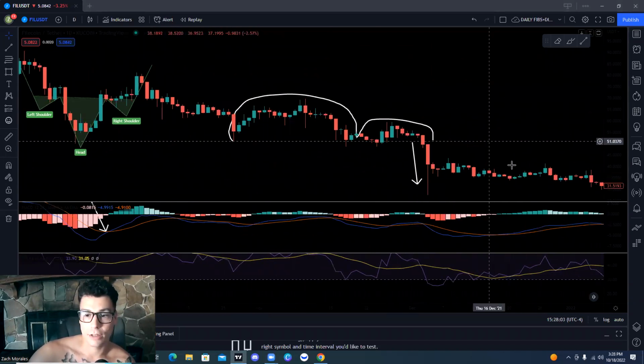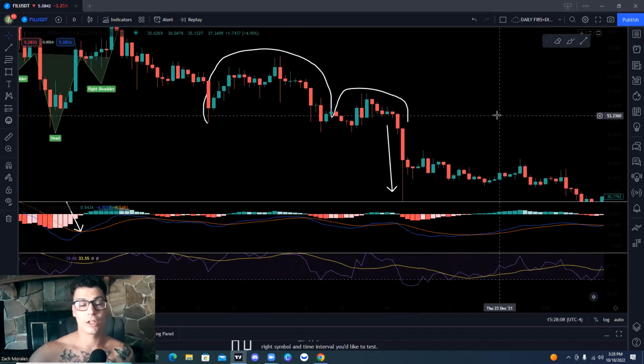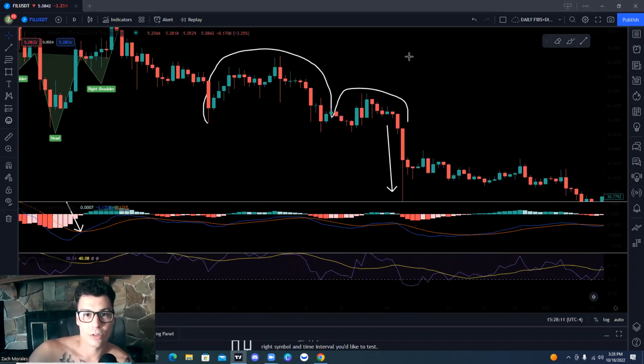Another thing we have here, okay, is going to be an inverse cup and handle. This is a bearish pattern, right? And what you do is pretty self-explanatory. Okay, you have your cup right here, you have your handle right here, and once you break through this baseline, right, you're going to get a nice sharp move to the downside.